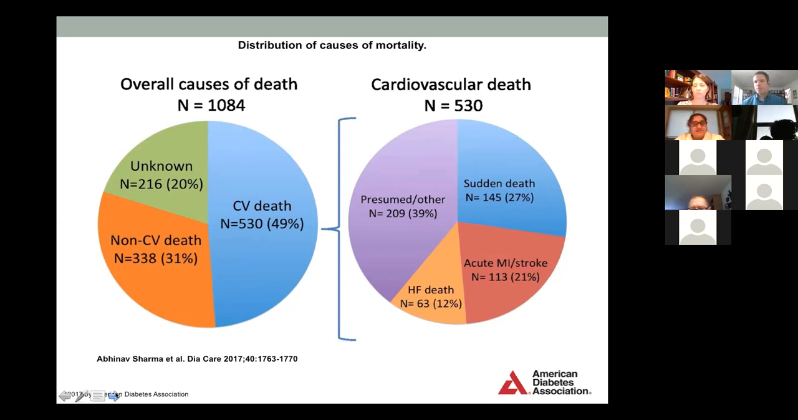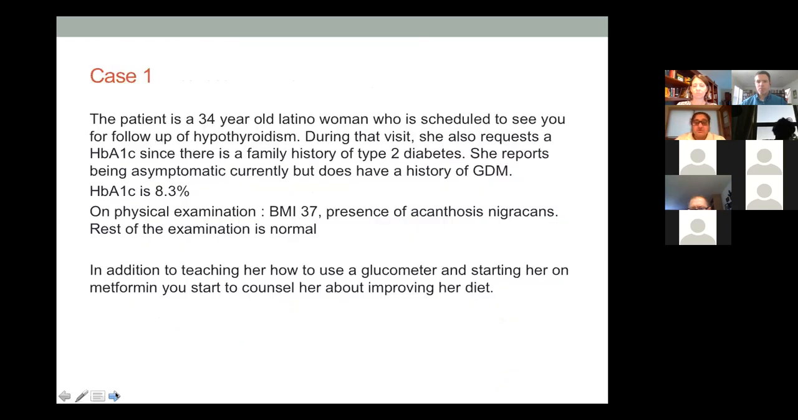On the left-hand side of the screen, you can see that 49% had cardiovascular death. On the right-hand side, you can see that often it was sudden death, myocardial infarction, and heart failure. About 40% of the time, it was presumed to be due to heart failure. So this is the reason why we're talking about what we're talking about today.